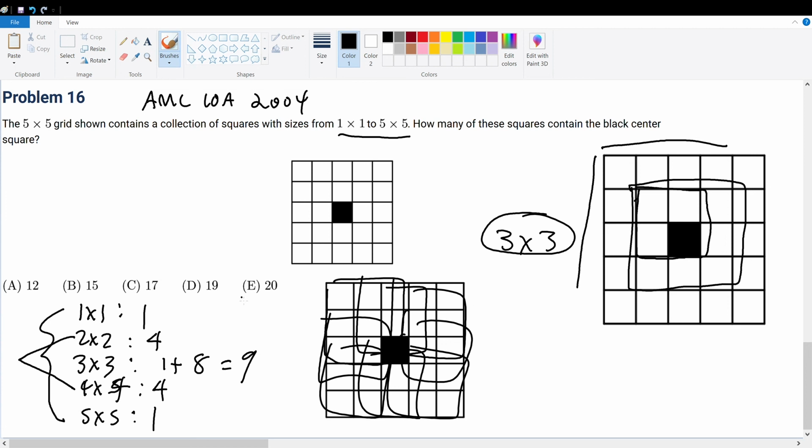So now that we have the total number of squares that contain the black center square, just add up each case and we'll be done. So 1 plus 1 will be 2, 4 plus 4 will be 8, and 9 as a loner. 2 plus 8 will be 10, plus 9 will give 19. So the solution to this question will be answer choice D.